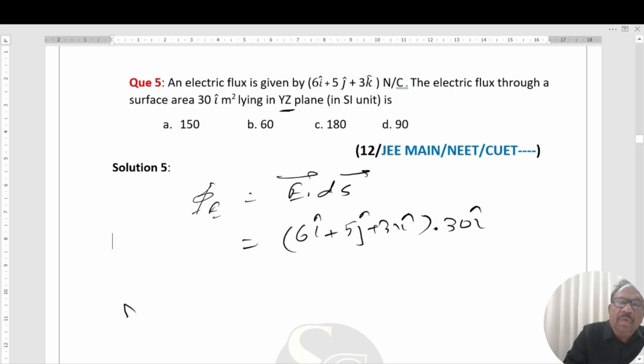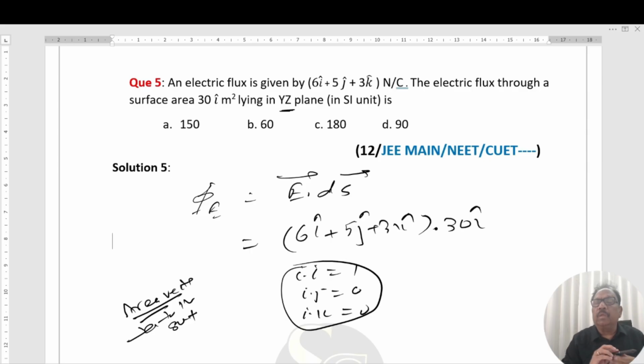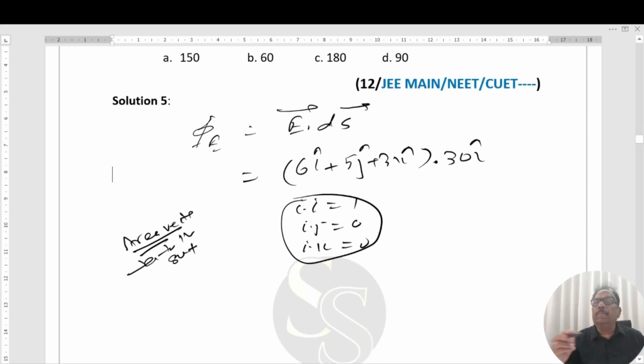You know, the area vector is always perpendicular to the surface. In this case, the surface lies in the YZ plane, so the area vector is along the X axis, perpendicular to it. We know i dot i equals 1, i dot j is 0, i dot k is 0. Simple property. On simplification, we get 180 plus 0 plus 0. That comes out to be 180.